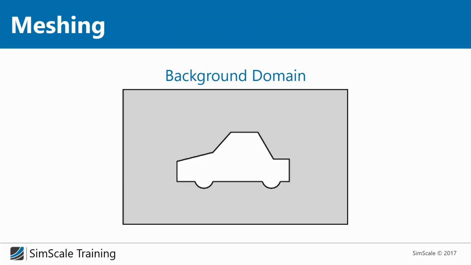And let's take a simple example again. Let's say we want to perform a virtual wind tunnel test of a flying car. And this white shape is representing our car, while the gray shape is representing the domain around the car, which is our virtual wind tunnel cross-section.